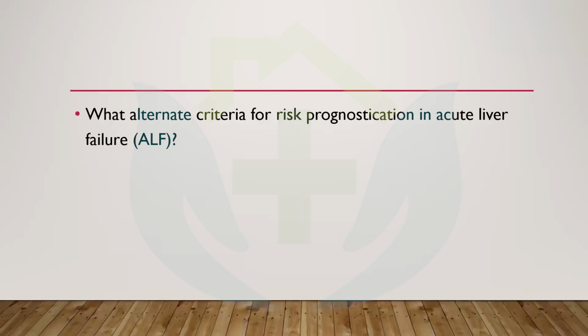What alternate criteria are there for risk prognostication in acute liver failures? Any specific criteria, name of the criteria? Sir, West Haven classification is for hepatic encephalopathy. For prognostication, MELD staging is for that. Yeah, MELD is there. Any more? MELD you already told. Modified.